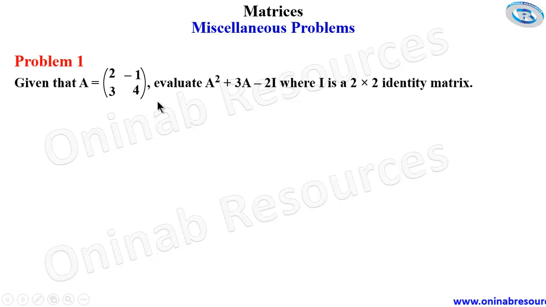So we start with the first problem. Problem 1. Given that A is equal to [2, -1; 3, 4], evaluate A squared plus 3A minus 2I, where I is a 2 by 2 identity matrix. So we start with the solution of this problem.